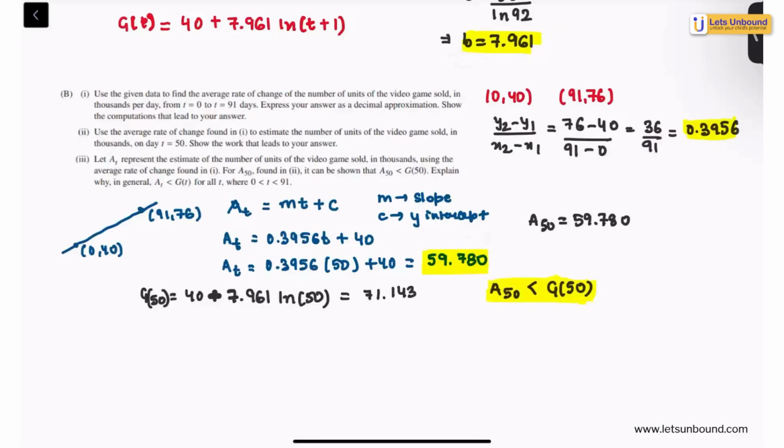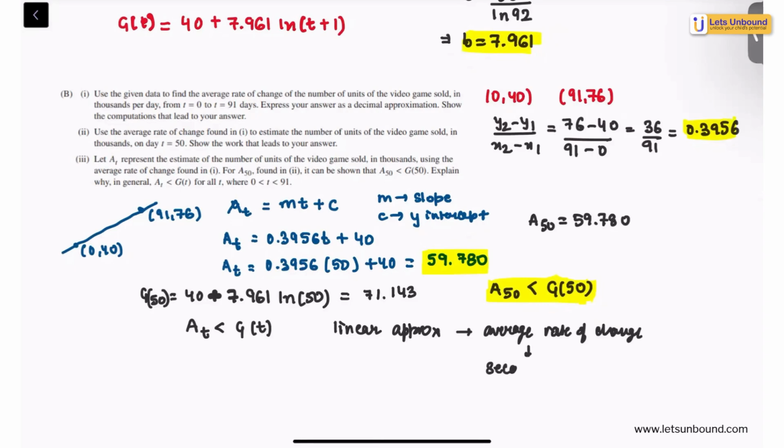So to answer the question, why is A(t) less than G(t) in all cases? We can say A(t) is less than G(t) because the linear approximation line or the average rate of change line is a secant line to the graph. And since my logarithmic graph is concave down, the value of the secant line will always be less than the value of G in this case in general.